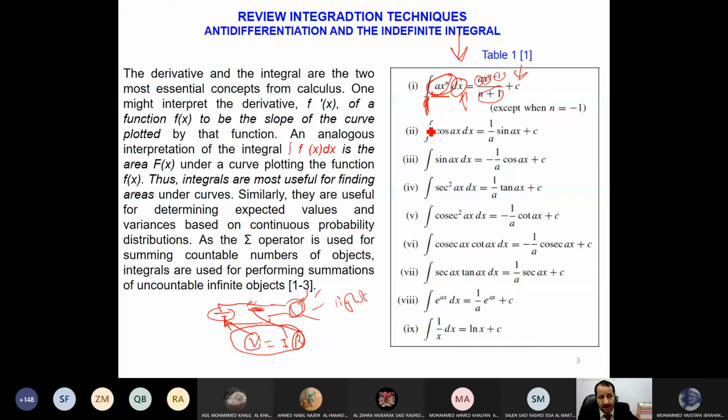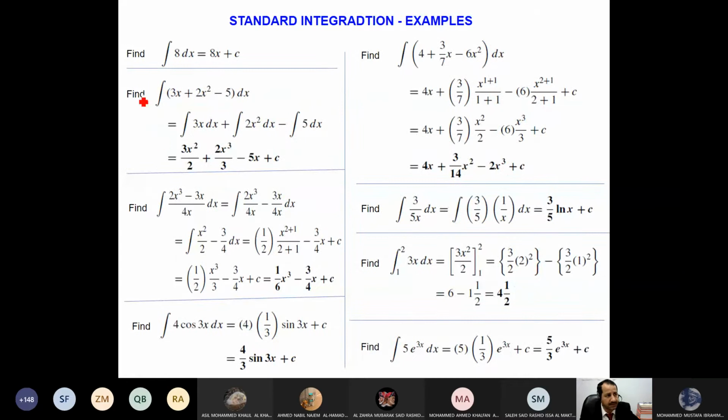Now these are general functions: the cosine function, the sine, secant, cosecant, cosecant cot, secant tan, exponential, 1 over x. All of them represent standard functions. What does it mean? If I have a function similar to these, the answer is taken directly from the table. For example, a constant a, like 8.